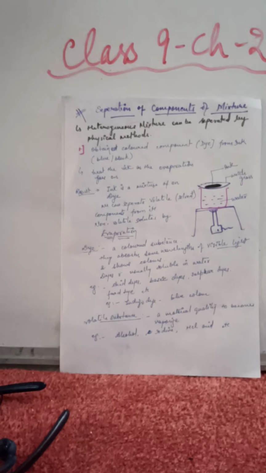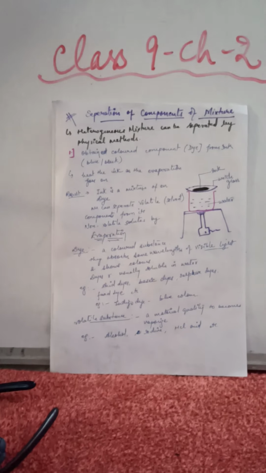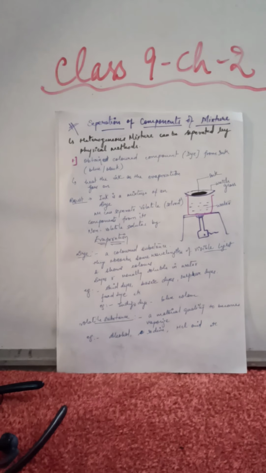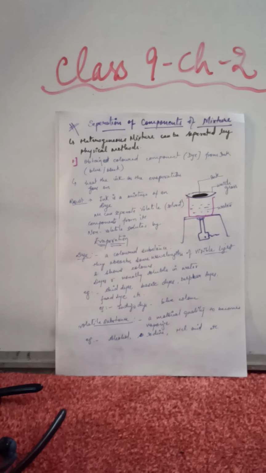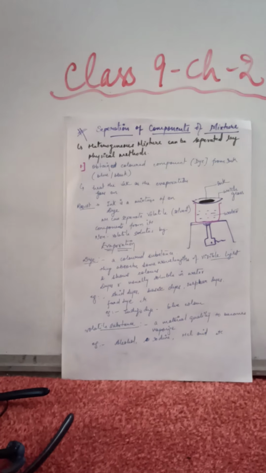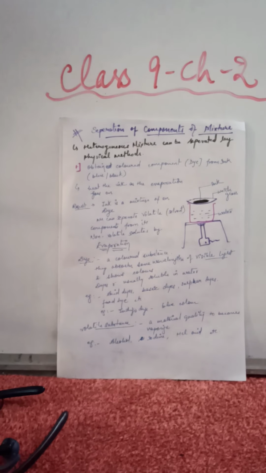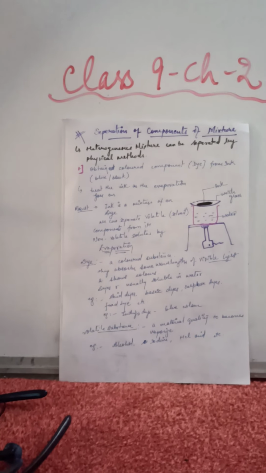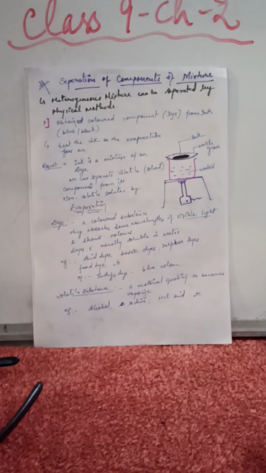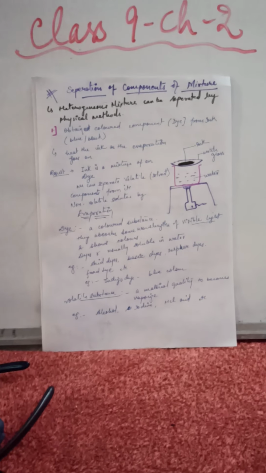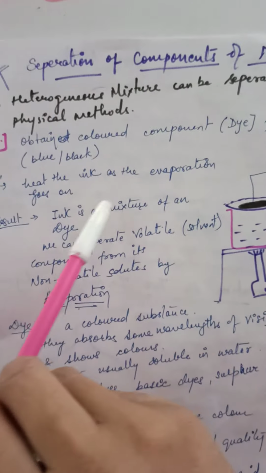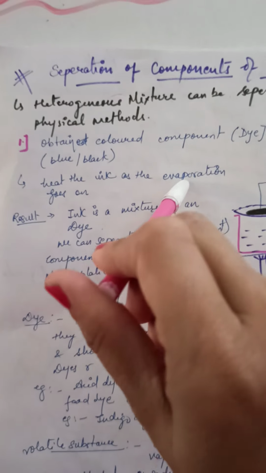So homogeneous and heterogeneous mixtures can be separated by physical methods or chemical methods. We have different types of methods like the chromatography method, flotation method, evaporation, filtration, decantation, sedimentation, centrifugation. According to our syllabus, we will have 4-5 techniques. So the first technique, the first process which we are going to discuss, is evaporation.